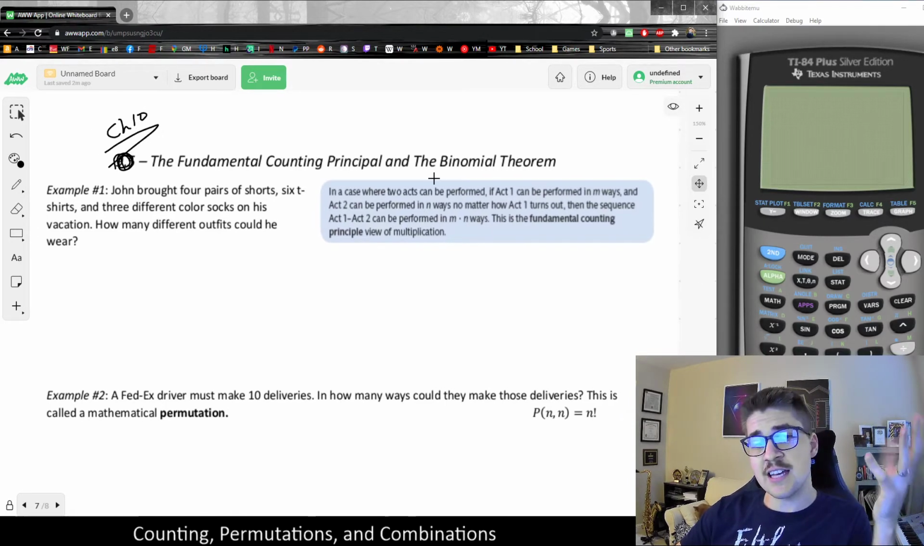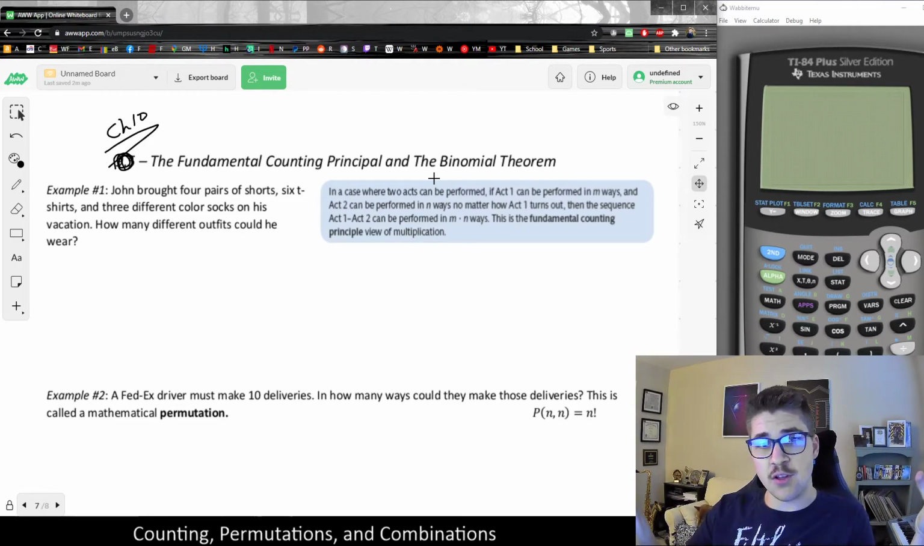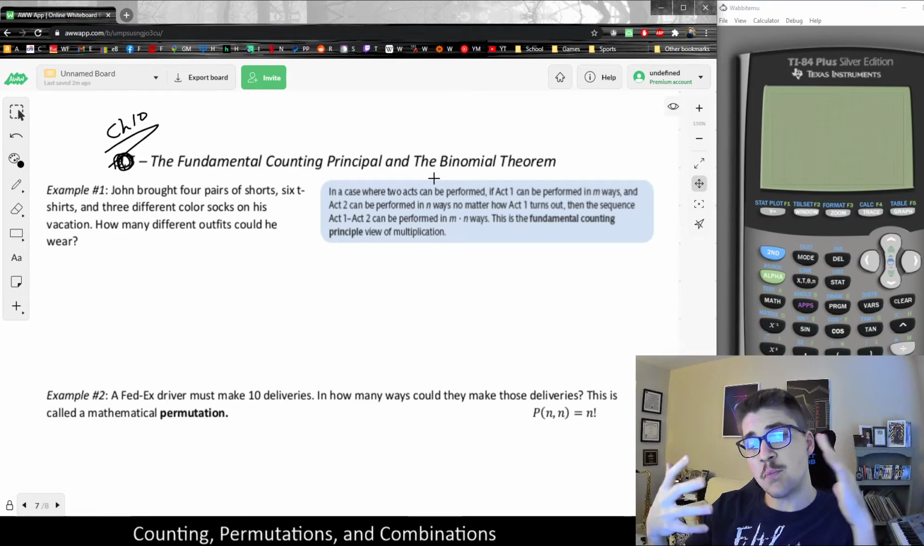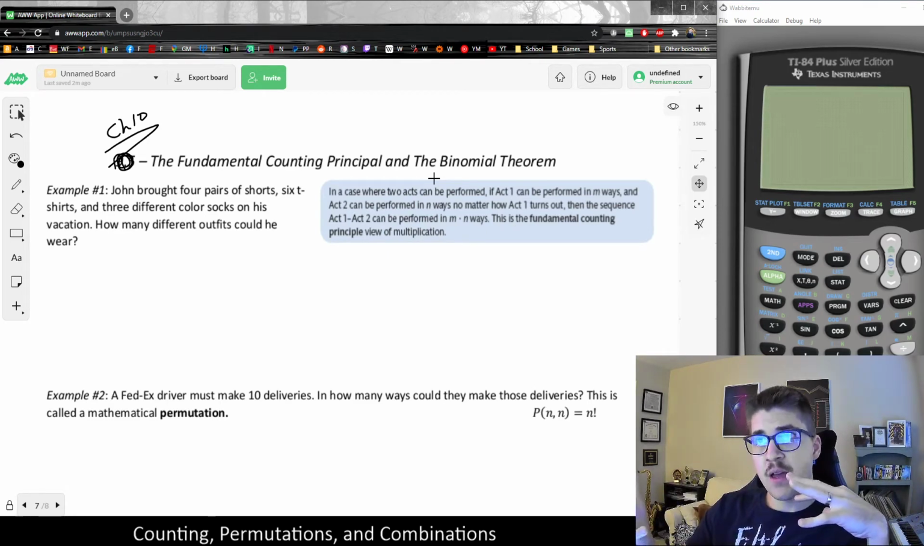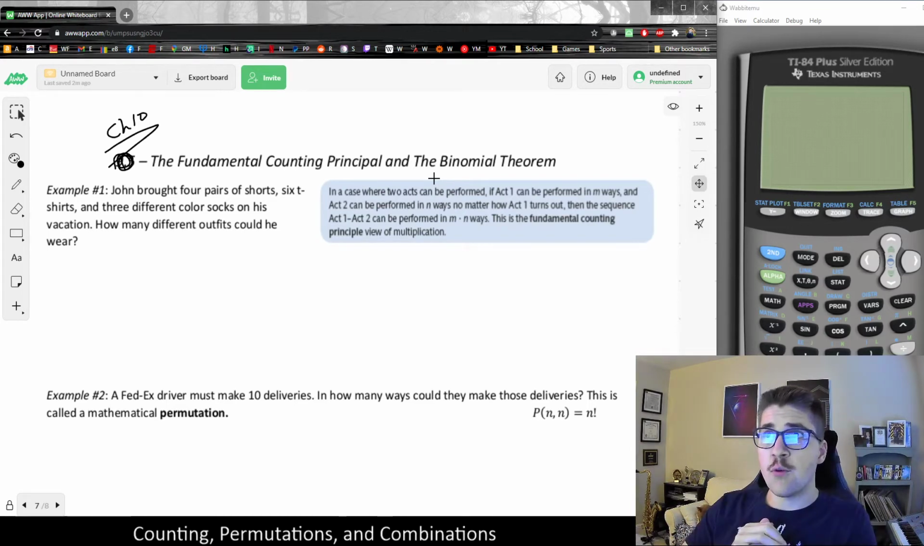So essentially what this is saying is if I have two different things going on and I want to know how many outcomes there are, how many different things can happen in these situations, it's always a product of the two objects put together. Looking at an example, it says John brought 4 pairs of shorts, 6 t-shirts, and 3 different color socks on his vacation. How many different outfits could he wear?